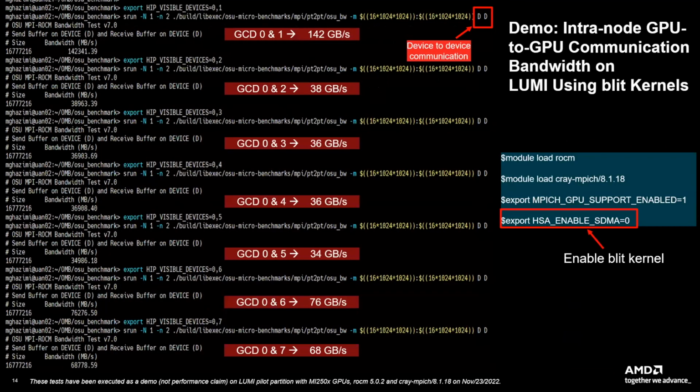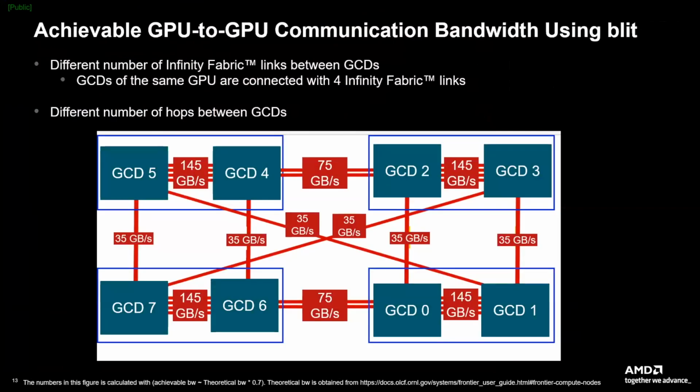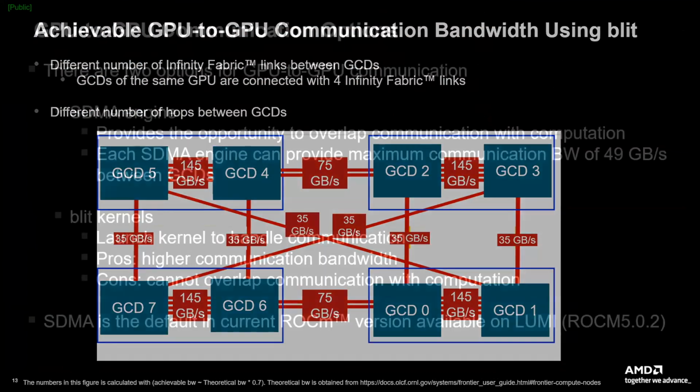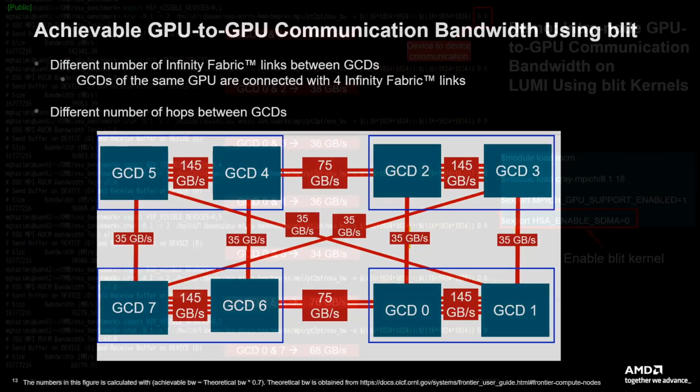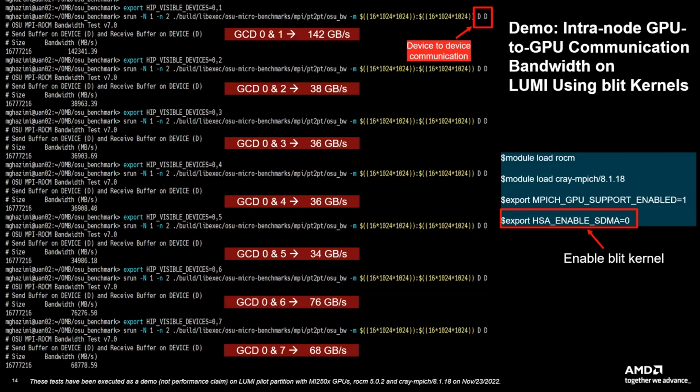For communication between GCD 0 and 3, we are getting 36. So you can see the bandwidth that we are getting is slightly lower than what we are getting between GCD 0 and 2. And the reason is that we have 2 hubs for communication between GCD 0 and 3. And we have the same reasoning for the rest of the communication shown here.